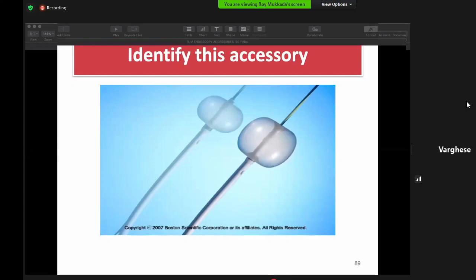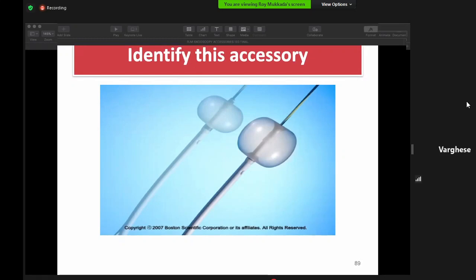Identify this. This is a balloon. Yes, sir. Extractor balloons, sir. This is a balloon drawing for removal of the CBD stone, sir. Yeah, we were somewhere near CBD, so naturally the balloon will be connected with that.